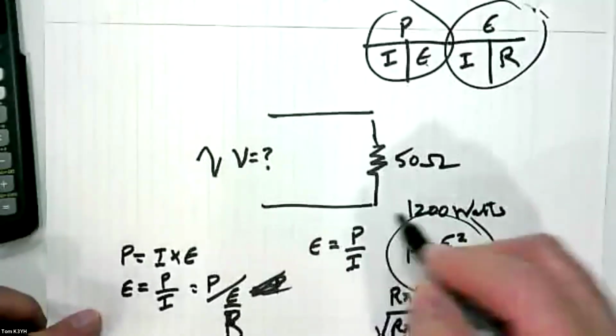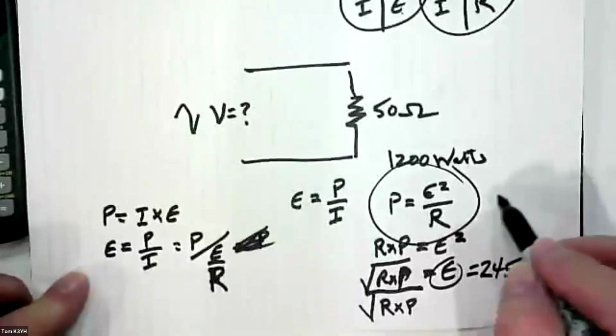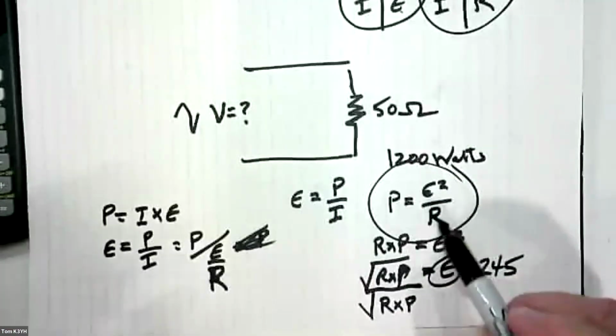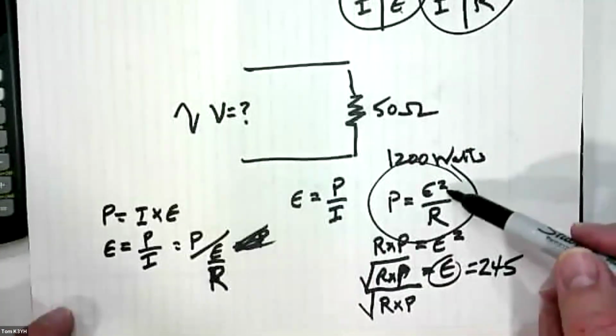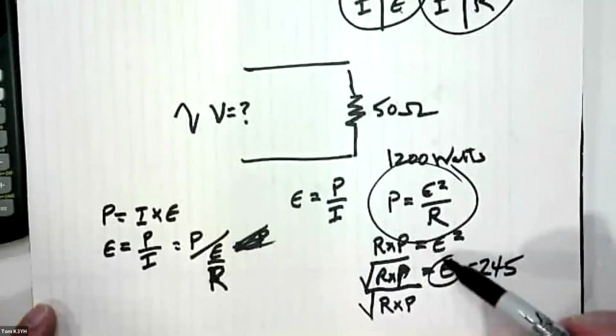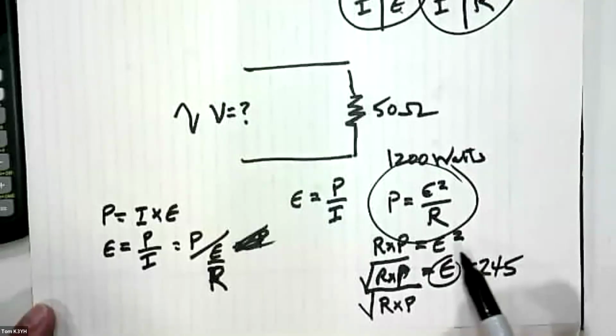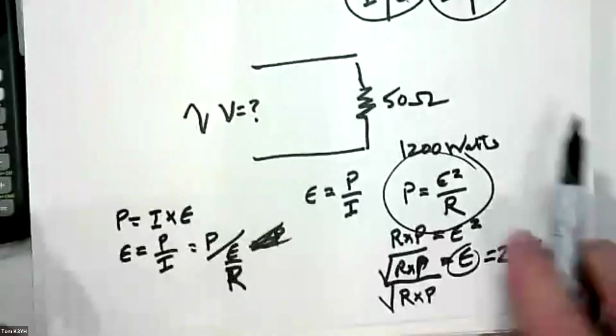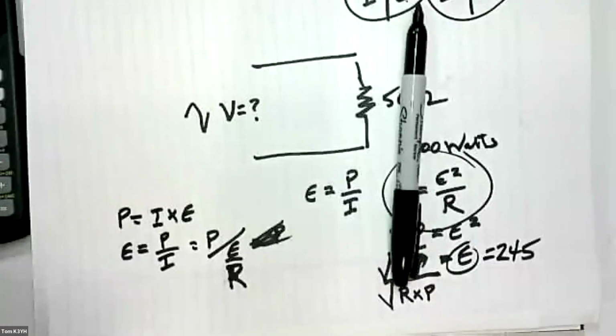The algebraic manipulation is much easier if you just remember that formula. I remember E squared over R for this. If you get this particular one, you say, okay, power equals E squared over R, and then manipulate it so that you know you have to take the square root of R times P. Nothing you did is wrong there, but I got kind of bogged down in how we could make it similar.